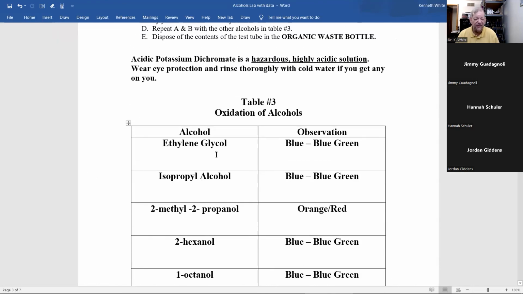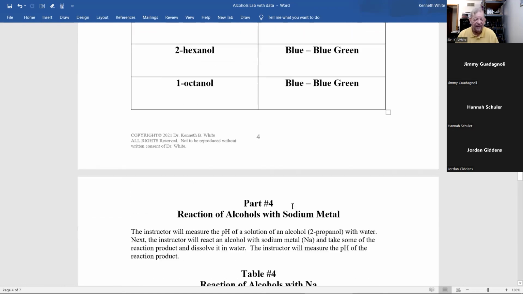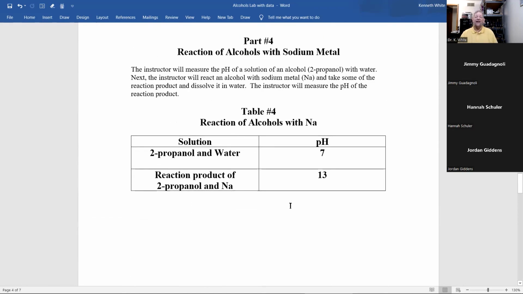We'd mix it and notice ethylene glycol, blue, blue-green. Isopropyl alcohol, blue, blue-green. Ooh, 2-methyl-2-propanol, orange-red. 2-hexanol, blue, blue-green. And 1-octanol, blue, blue-green. And you'll be asked questions about that.